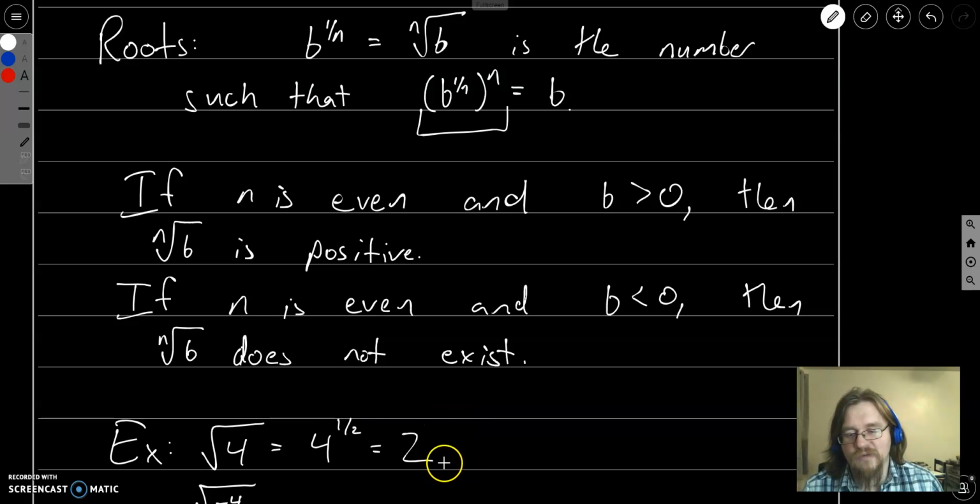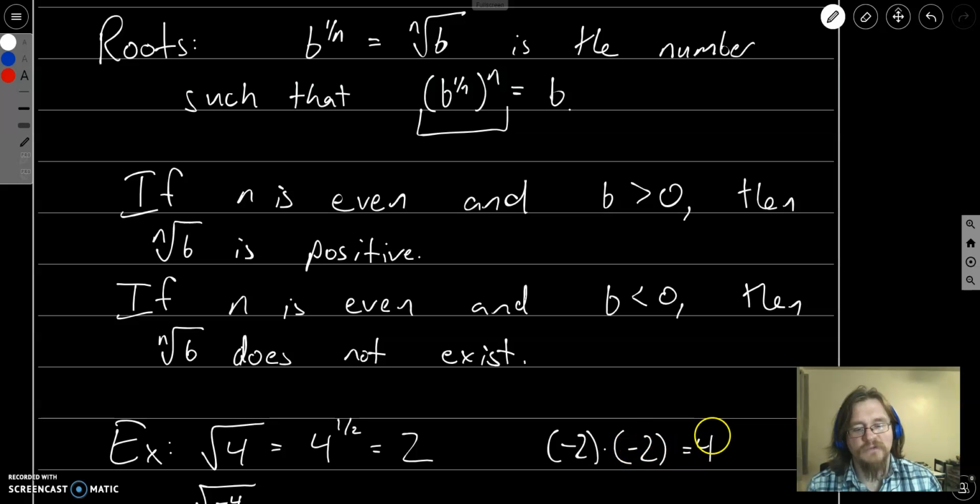Now, you could go, but Casey, there are multiple numbers that when you multiply together, you can get 4. For instance, -2 times -2 is also 4. So why isn't the square root of 4 -2? Well, in mathematics, we really want to be precise. So this symbol here, this square root of 4, and also 4 to the 1/2, we want to make a choice, and we only want this to be one number.